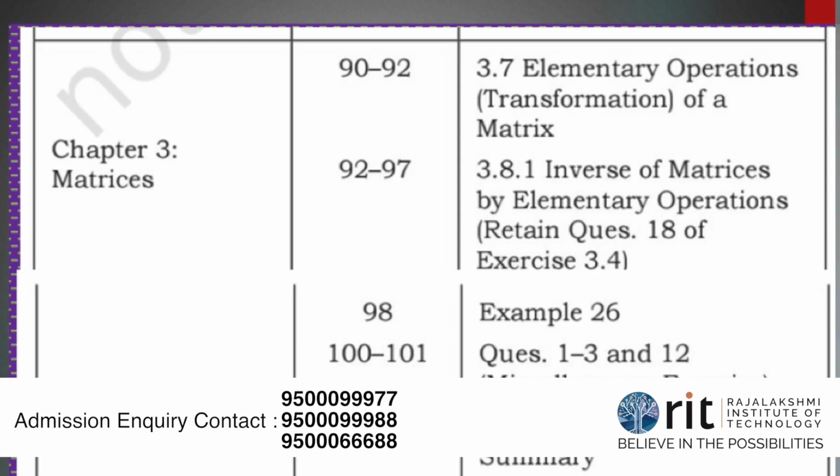Page number 98, don't read example 26. Page number 99, you have to read. 100 and 101, question number 1 to 3 and question number 12 will not be asked this time in the examination. Page number 102, third last point of the summary is not going to be asked in the CBSE examination. What does it mean? That all the other part of the summary you have to go through. Clear?